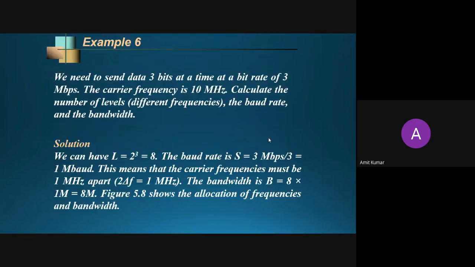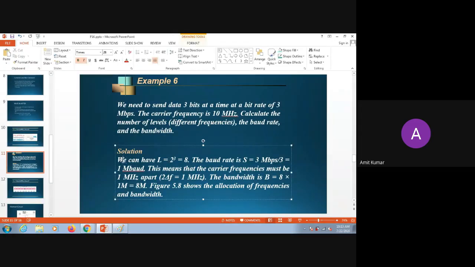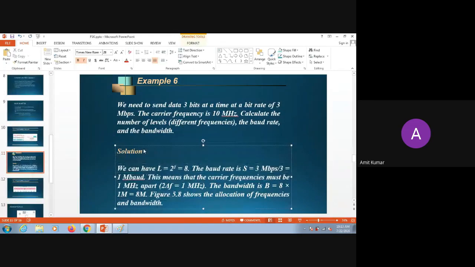So if you see in this problem, the number of levels you can calculate as 2 raised to power n. So n is given here. In this problem, n is equal to 3. This is given here. How many bits are there? They have given that you have to send 3 bits per symbol, so n will be 3. So you can easily calculate the number of levels. The number of levels will be given by 2 raised to power 3, that will be equal to 8.